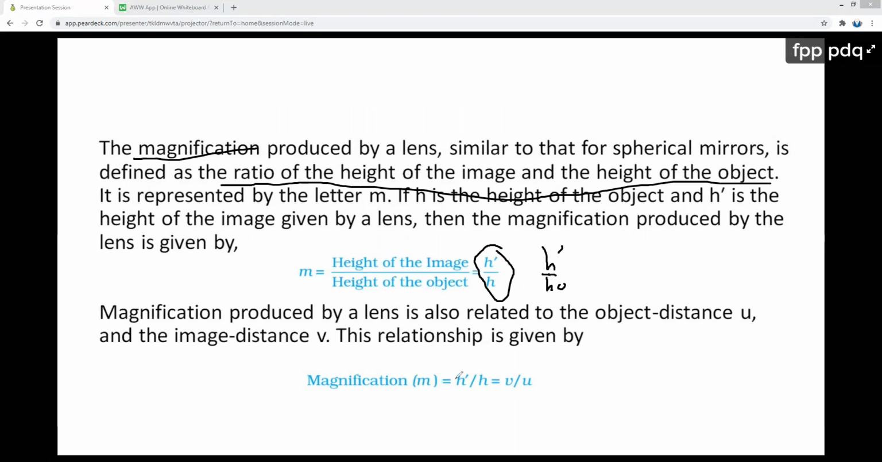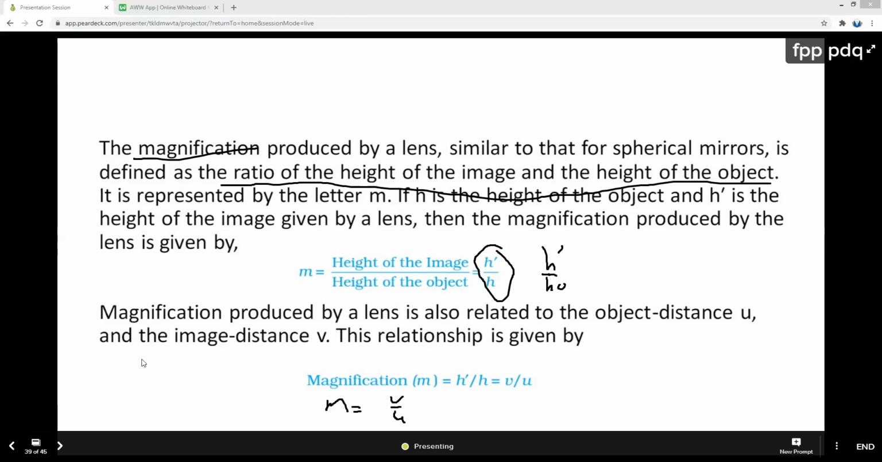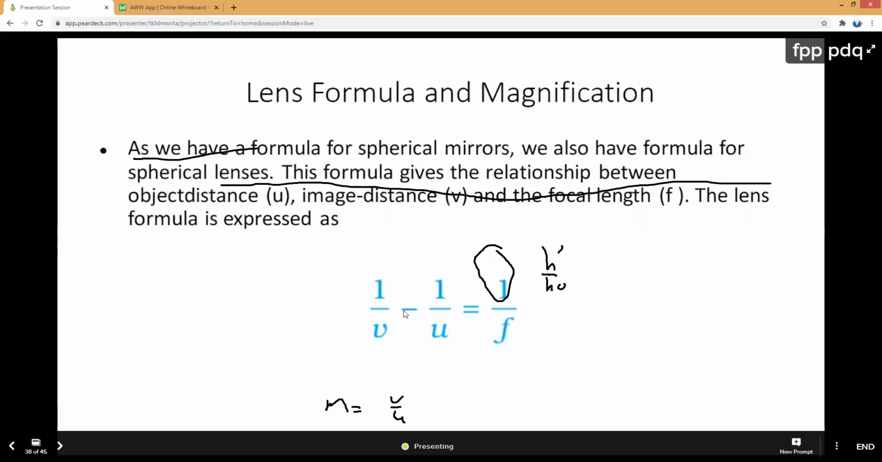And over here there's a difference though. We write magnification for a lens as v by u. In the case of mirrors, it was minus v by u, but over here it is just v by u. So we saw two changes. Over here, this was supposed to be plus. This is plus in the case of a mirror, but over here it is positive.